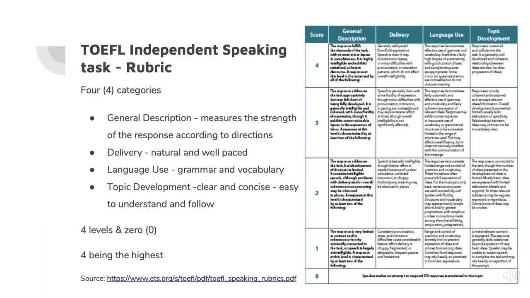Next is your delivery. How natural and well-paced is your delivery? Language use. How well did you use grammar and vocabulary in responding to the question? And lastly, we have topic development. Is your topic development clear and concise and easy to follow and understand? There are 4 levels in the rubric, 4 being the highest and 0 being the lowest.